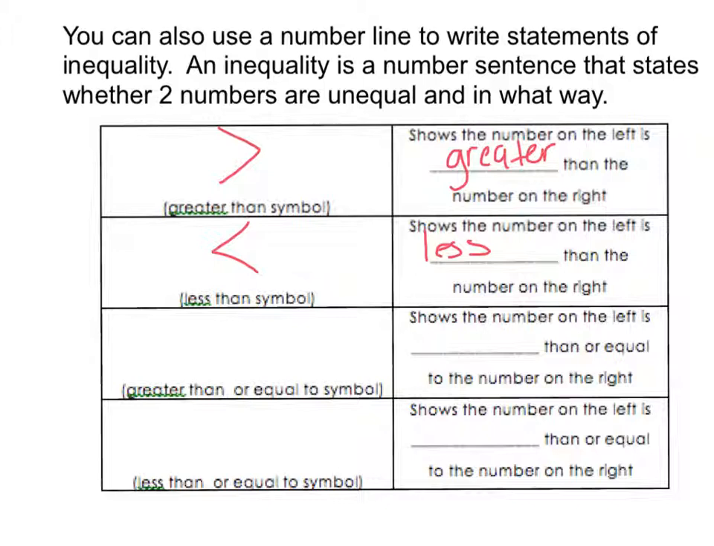We can have a greater than or equal to symbol, and that looks like this. It's a greater than sign with a line underneath it. This shows that the number on the left is greater than, or it could be equal to the number on the right. And lastly, we could have a less than or equal to symbol. So that looks like a less than symbol with a line underneath it. This shows that the number on the left is less than, or it could be equal to the number on the right.